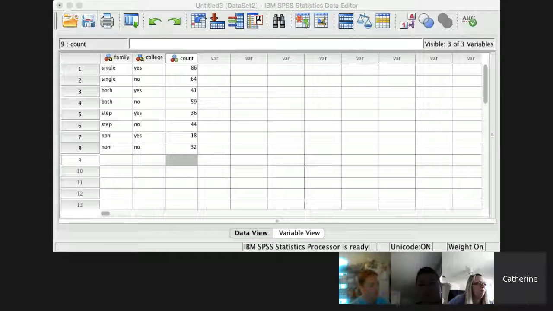You put family in rows? I'm going to put college in rows. Family rows.